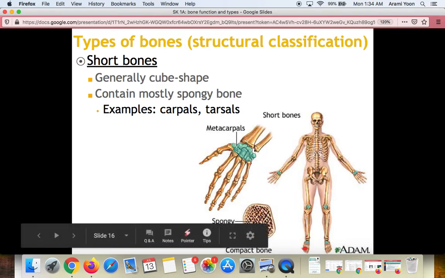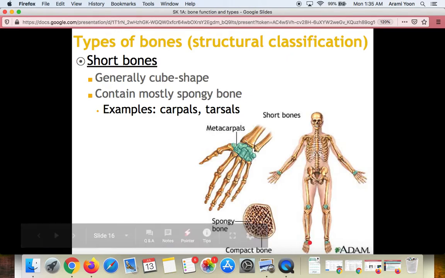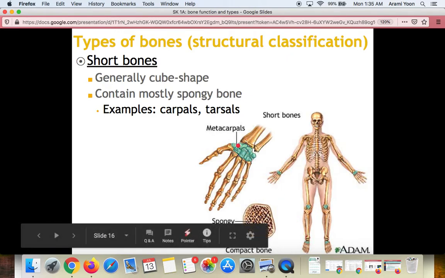And you'll find additional ones in your ankles. They're called your tarsals. Metatarsals.